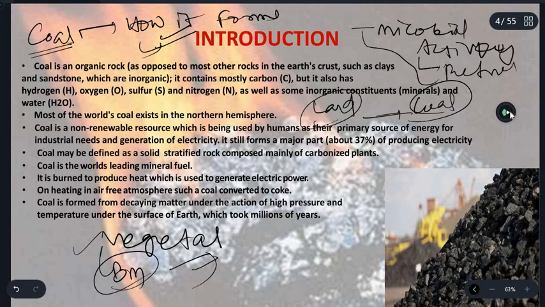Have you ever heard about coal bed methane? कोई सुना है इसके बारे में? Anyone? Yes, sir. सुना है. What do you mean by coal bed methane? कोल्स के अंदर मेथेन ट्रैप्ड रहती है. Exactly, right? In between coal, there will be the methane gas, which can be extracted. Yes or no? Yes, sir. For the methane gas generation, CH4.